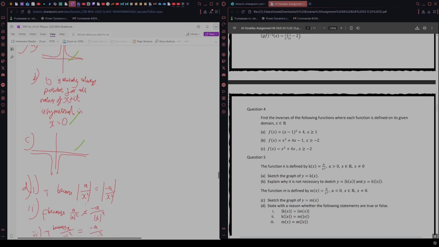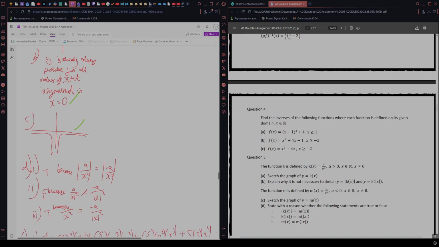For this one, though, putting the modulus on the x won't do anything because it's the negative a that's making it negative, which means that these won't be equal because this one would be negative, this one would be positive. And then this one will be right because, again, it's the a that's affecting what makes it negative. So it's going to be negative either way. The modulus on the x doesn't affect it whatsoever.